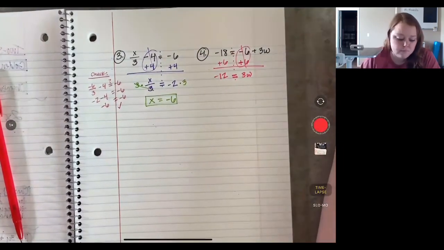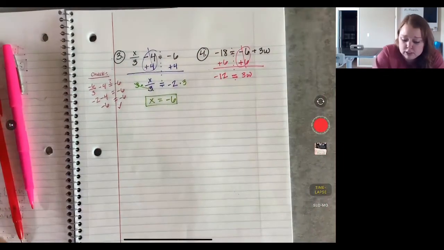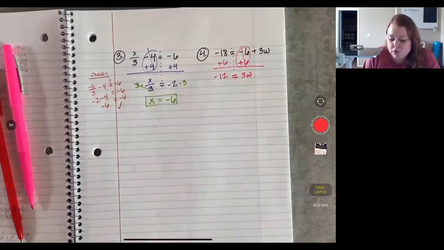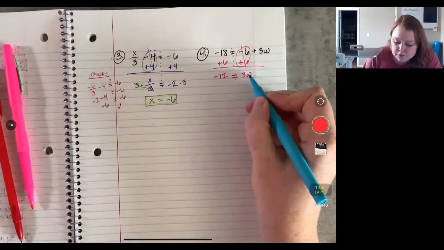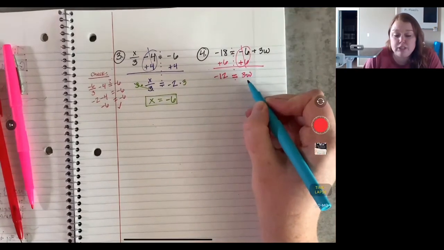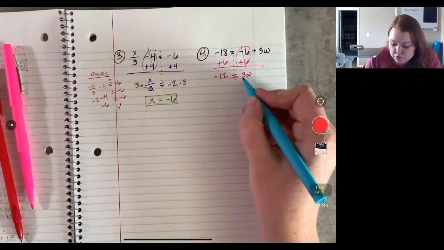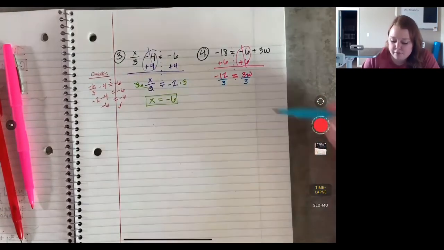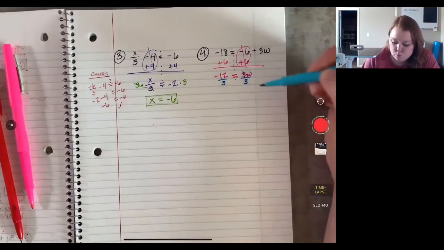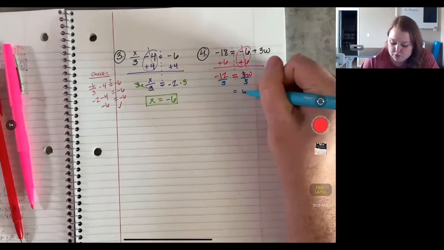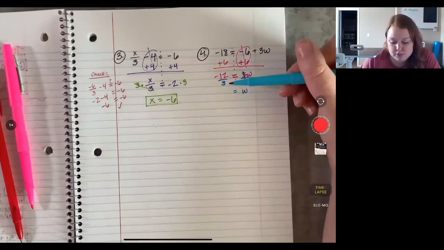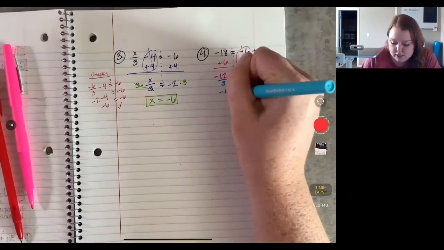Okay. I'm still not done though, right? I don't want 3w, I just want 1w. So since w is being multiplied by 3, I'm going to do the inverse of multiplication. I'm going to use division. I'm going to divide both sides by 3. That way, 3 divided by 3 is 1. 1w is just w. Negative 12 divided by positive 3 is negative 4.